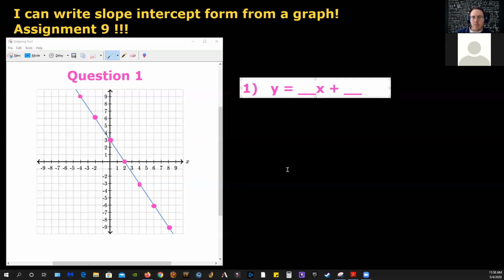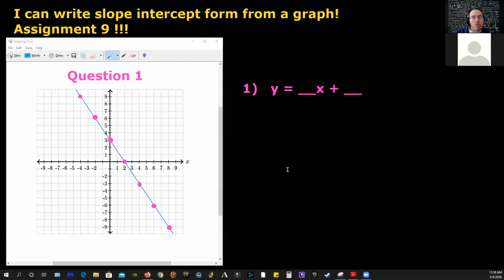So that's basically what you're looking to do right there. You're going to write the equation y equals mx plus b, but you have to determine what these two things are. You've got to fill in the slope and you have to fill in the y-intercept.